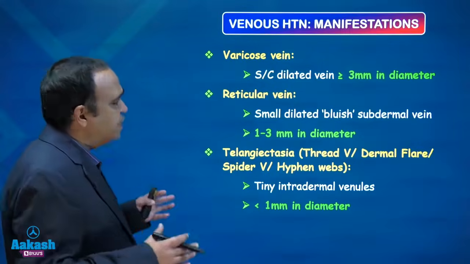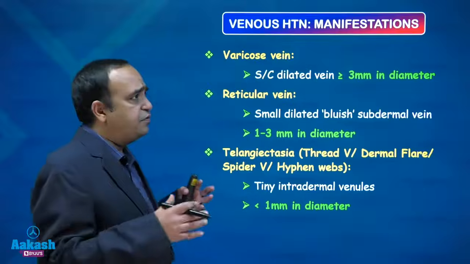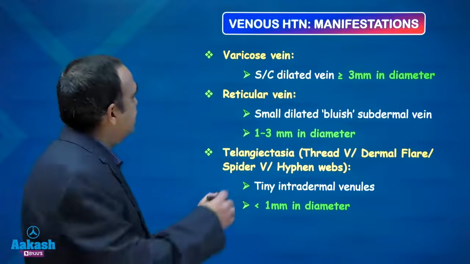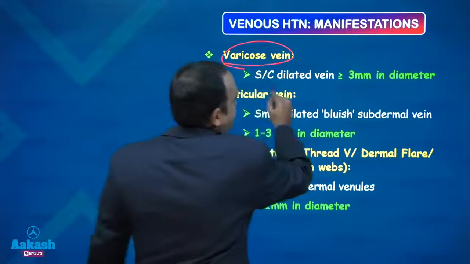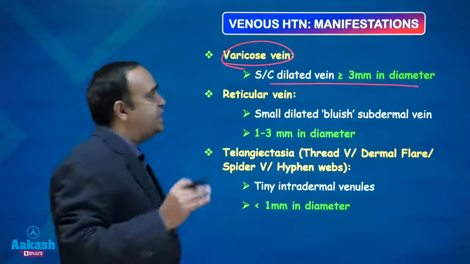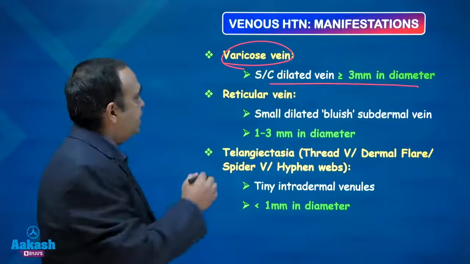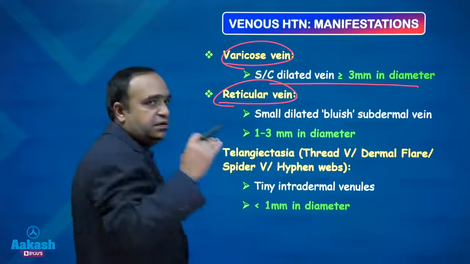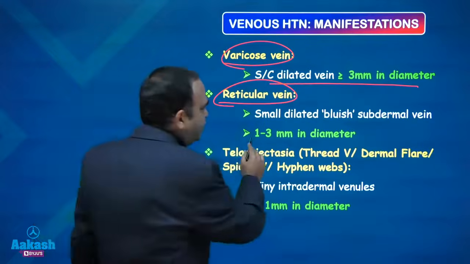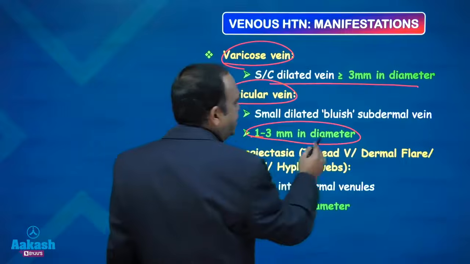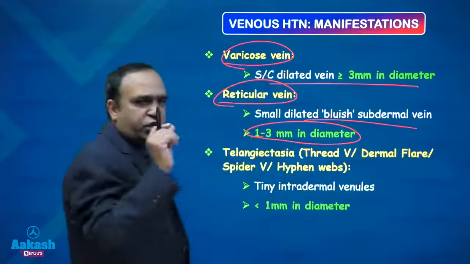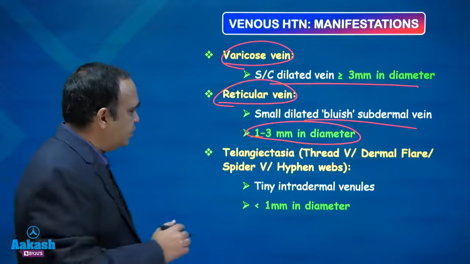So first, starting with the nomenclature of various types of varicose veins. First is the proper varicose veins, which are subcutaneously dilated veins more than 3 millimeter in diameter, right? Then we have reticular veins. They are smaller in size, 1 to 3 millimeters in diameter. Small dilated bluish subdermal veins. I'll show you the pictures.